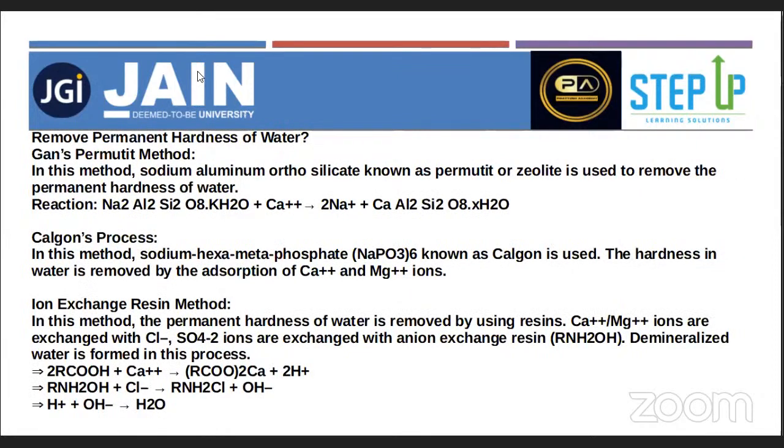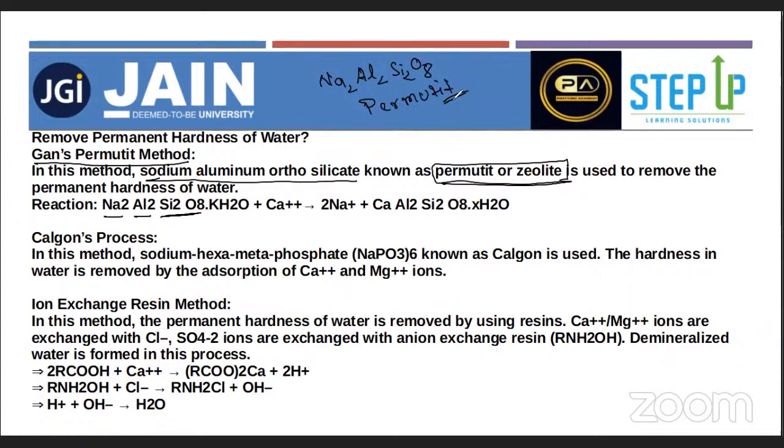Next, to remove permanent hardness, we have different methods. We have first Gan's permutit method. In this method, sodium aluminum orthosilicate, known as permutit or zeolite, is used. See, this is why I said this part is important. Sodium aluminum orthosilicate has the formula Na2Al2Si2O8. This is what is known as permutit, the reagent used. You can't say this is only zeolite; zeolites have different formulas, but this is a form of zeolite. The exact name for this is permutit.